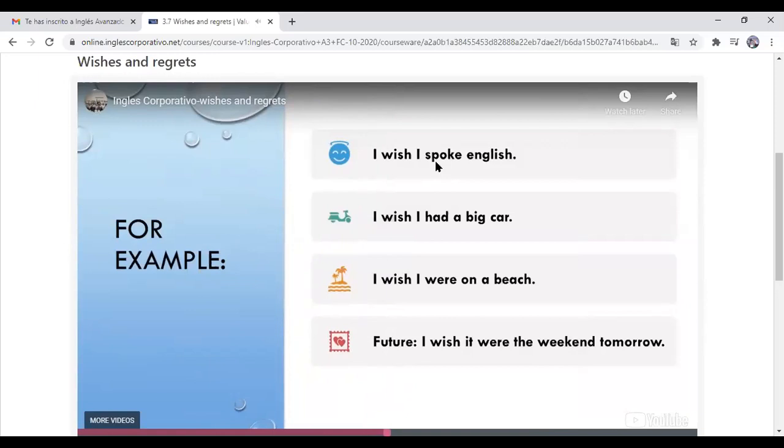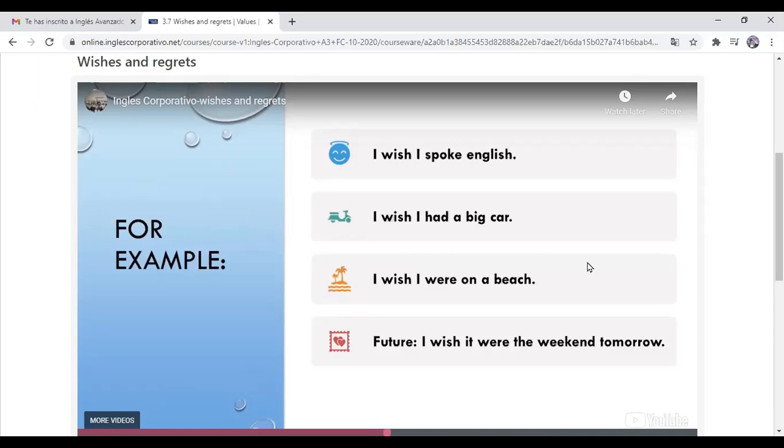So all these examples have the simple past structure. I wish I spoke English. I wish I had a big car. I wish I were at the beach. And I wish it were the weekend tomorrow. Okay. How do you say the first one in Spanish? I wish I spoke English. Desearía hablar inglés. What about the second one?